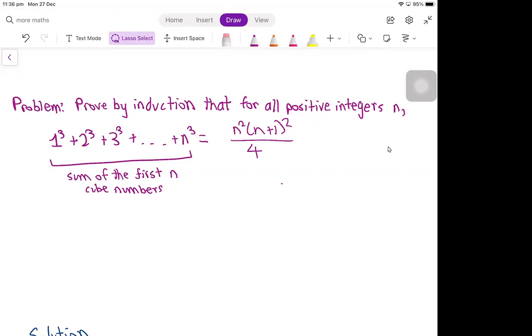If you like, you can go ahead and pause the video and have a go at the problem yourself before having a look at the solution. Okay, so now let's have a look at the solution.